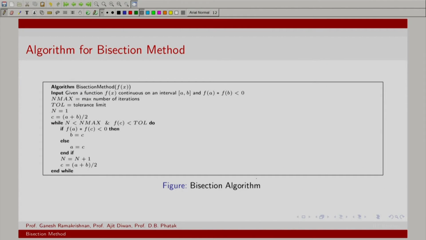So here is the algorithm for the bisection method. You begin with points a and b such that f(a) into f(b) is less than 0. Now all such algorithms operate on certain tolerance parameters. In fact, here we have two tolerance parameters. One is the tolerance limit on the function itself, which means that you will stop when the absolute value of f(c) is less than the tolerance value.